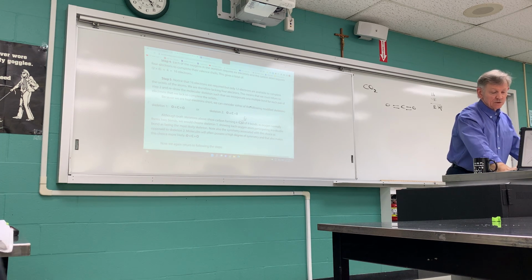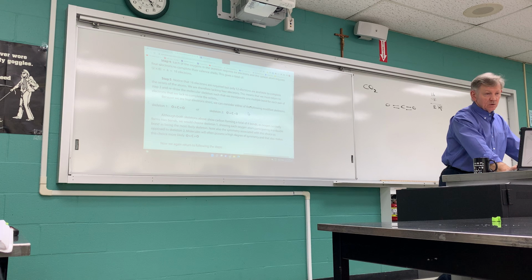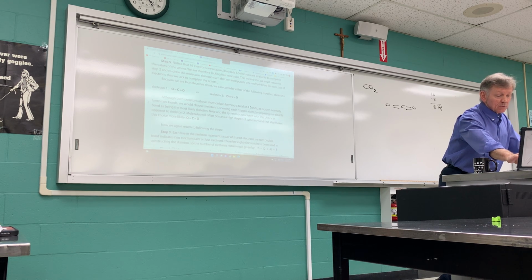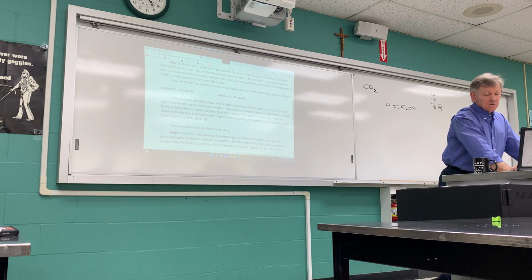Because we are 4 electrons short, we can consider either of the following modified skeletons. Although both skeletons above show carbon forming a total of 4 bonds, as oxygen normally forms 2, remember that was one of the guidelines for skeletons? We would choose skeleton 2. Because skeleton 2 shows neither oxygen having 2 bonds. Skeleton 1 shows both oxygens with 2 bonds.